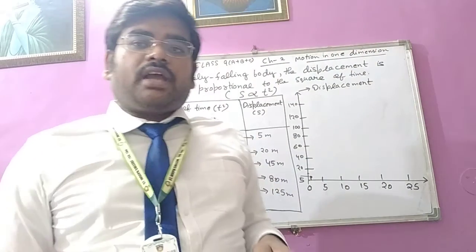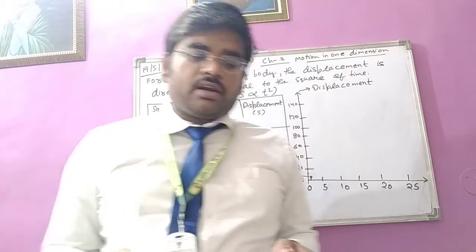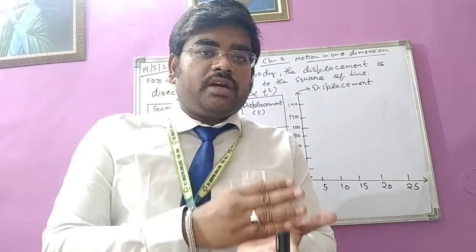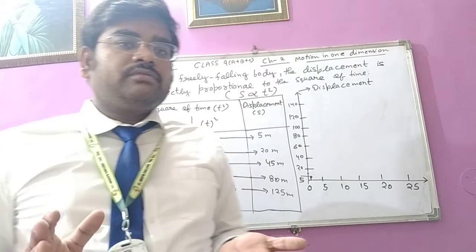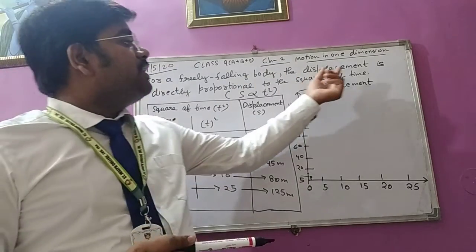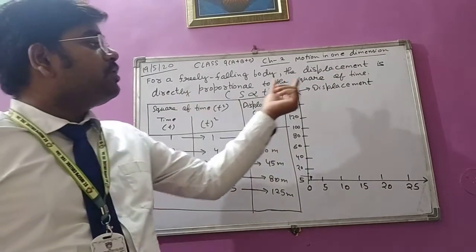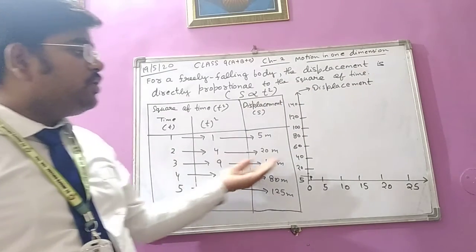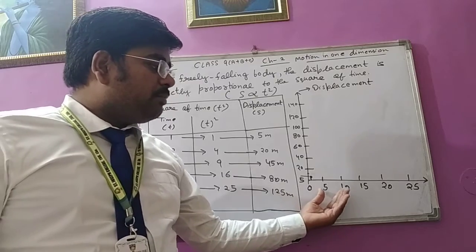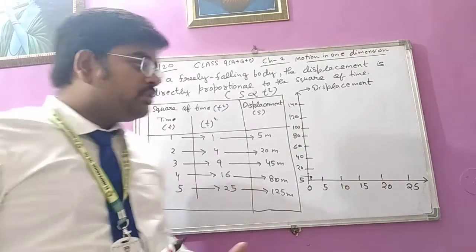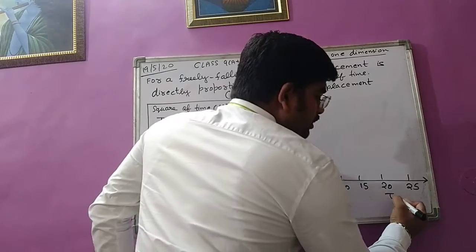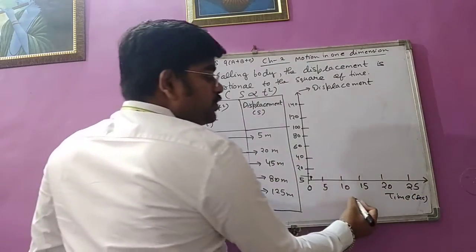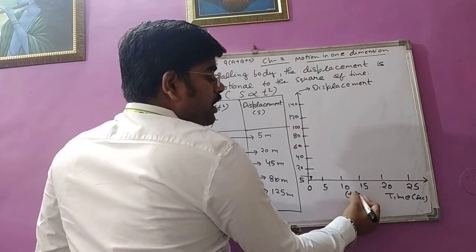So in the displacement time square graph, we have to plot just like we plotted the displacement time graph. The displacement is directly proportional to the square of the time. That's why we have made a table for you. Now I am going to plot these values in the graph. That is the time interval given in seconds, and the t square is given to you.